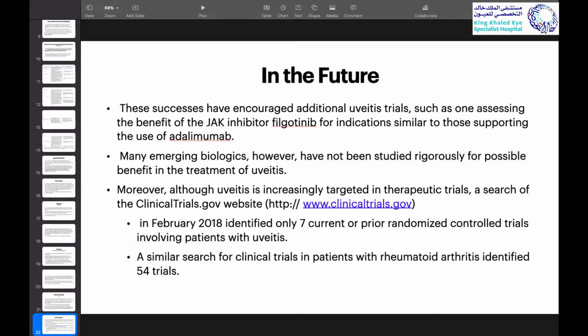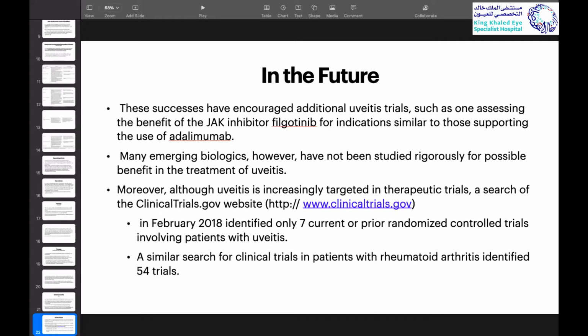What do we think is going to happen in the future? There are some studies currently ongoing. They are considering the use of JAK inhibitors such as filgotinib for induction in indications similar to those supporting the use of adalimumab. There are many emerging biologics, but studies are still needed.